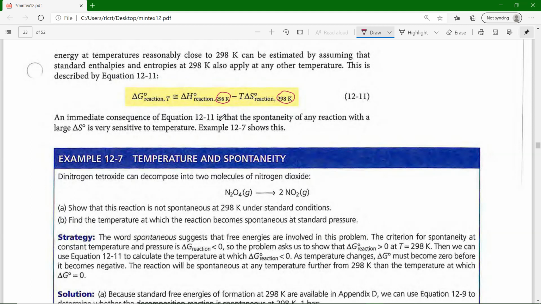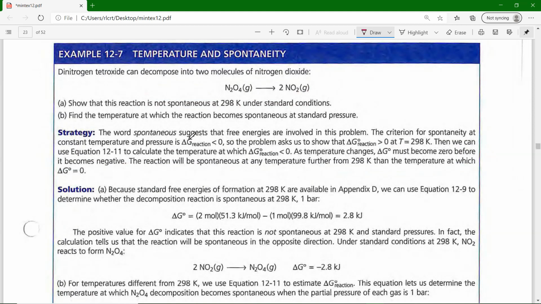Okay. Now, an immediate consequence of this equation for the spontaneity of any reaction is that if you have a large delta S naught, then temperature is going to be more effective. If it's a small delta S naught, temperature is not going to be quite as important. But it's still good to be able to calculate it and to do what I did, that tipping point, to see when you go from a spontaneous to a non-spontaneous system. So let's look at this example here. Example 12.7.